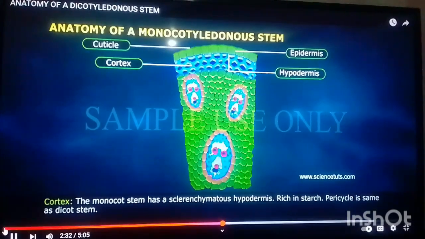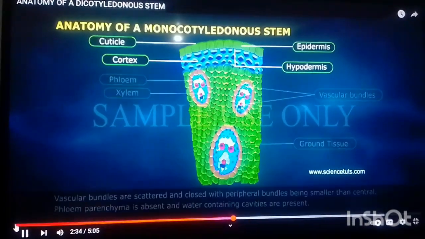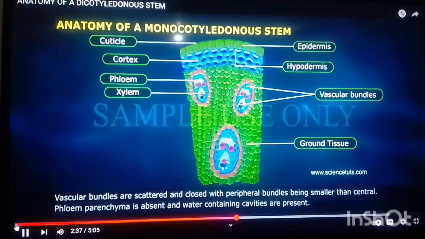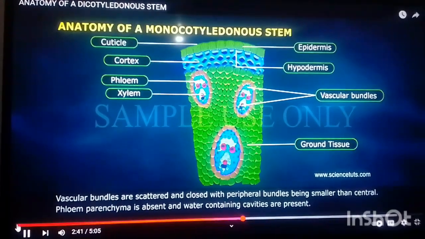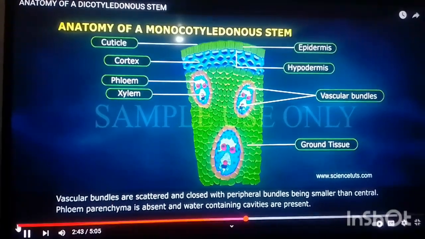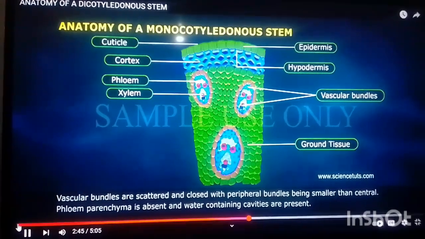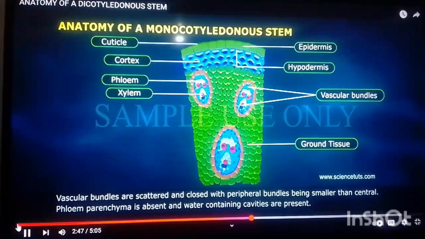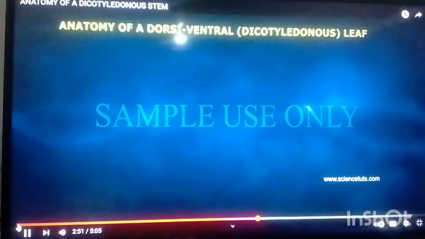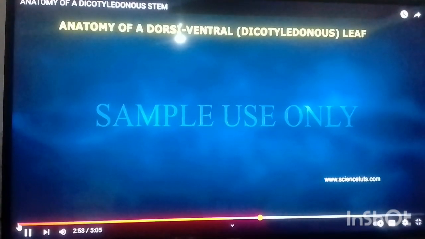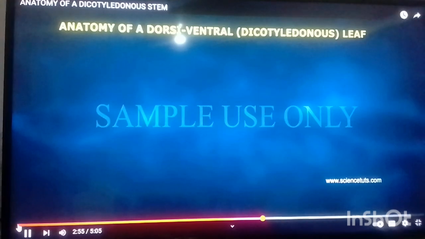Pericycle is the same as in dicot stem. Vascular bundles are scattered and closed, with peripheral bundles being smaller than central. Phloem parenchyma is absent and water-containing cavities are present. Pith is absent.